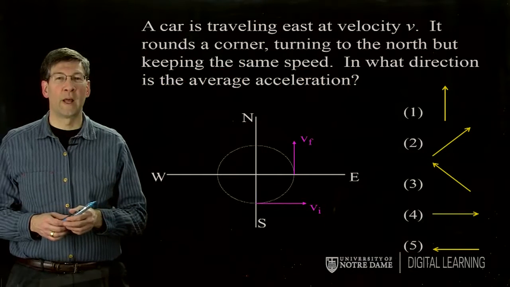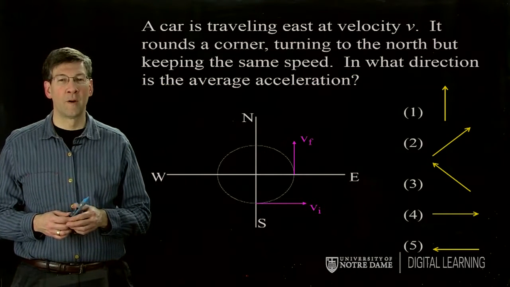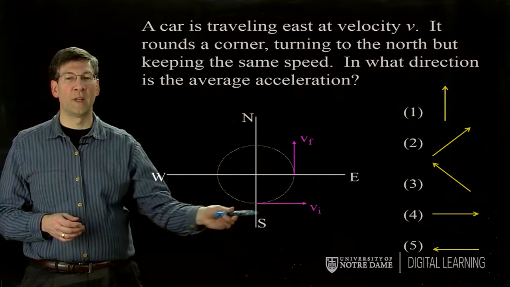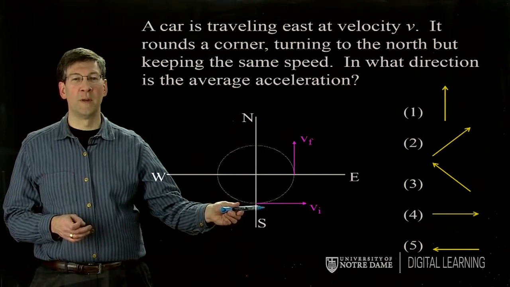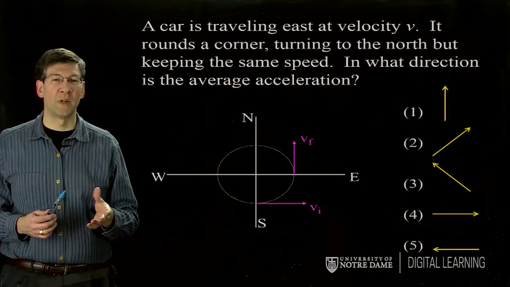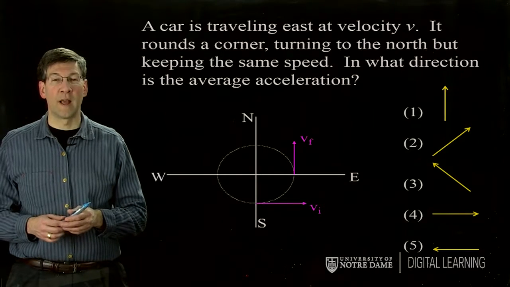Okay, so now let's look at acceleration rather than changes in position. So here we have a drawing that's supposed to represent a car, which originally starts traveling east at some speed, and then it rounds a corner and ends up traveling north. But it keeps the same speed throughout. And so the question is, in what direction is the average acceleration?